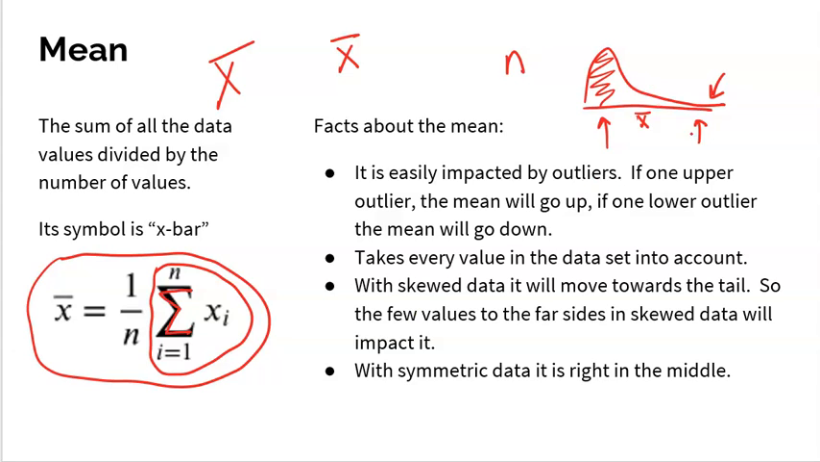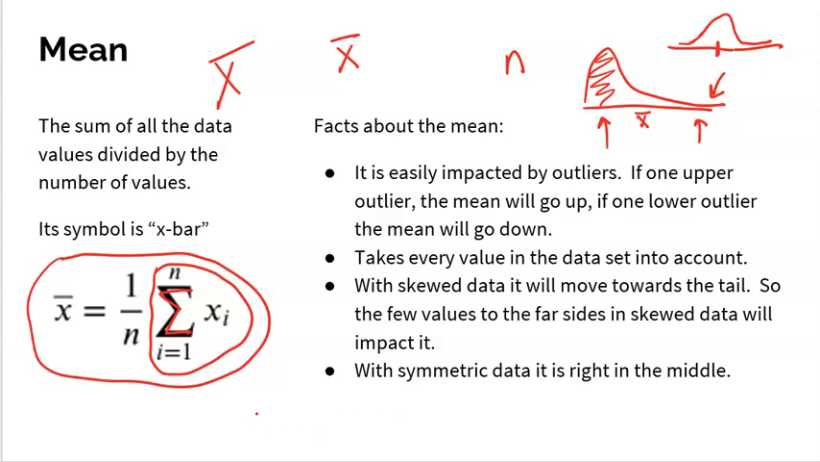Again, the opposite would be if you're nice and symmetric. I'm kind of running out of room here. If you're nice and symmetric, you kind of tail off on both sides, then the mean's going to be smack dab in the middle. The bottom data is going to balance out with the top data. But when you're unbalanced, the mean is going to go towards the tail because those values are going to influence it, pull it closer, okay?